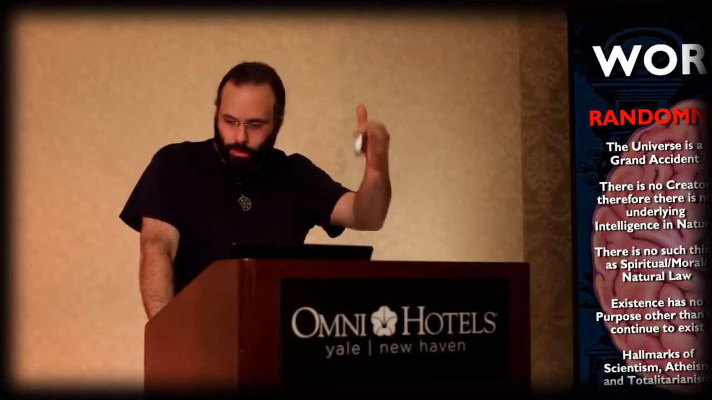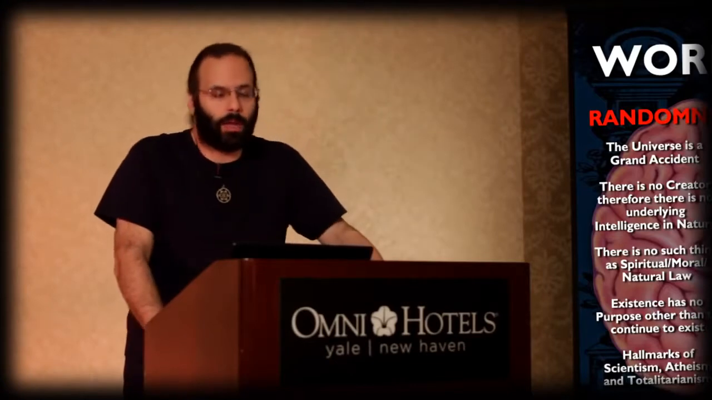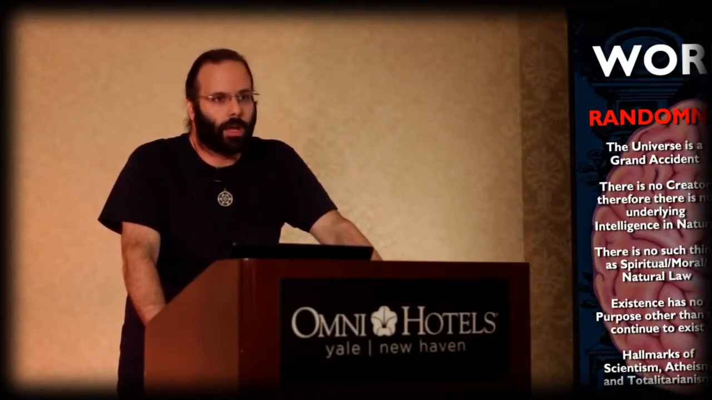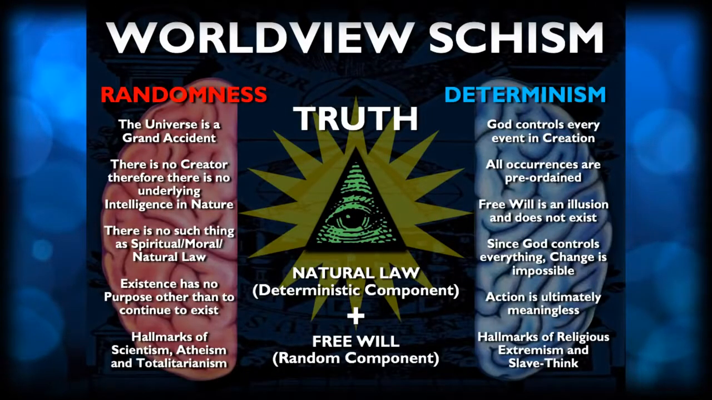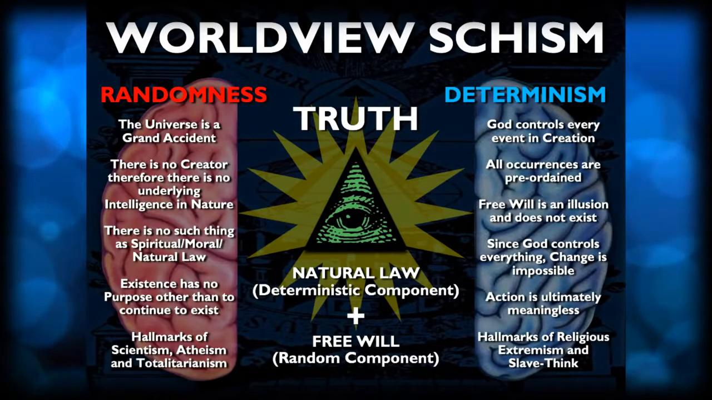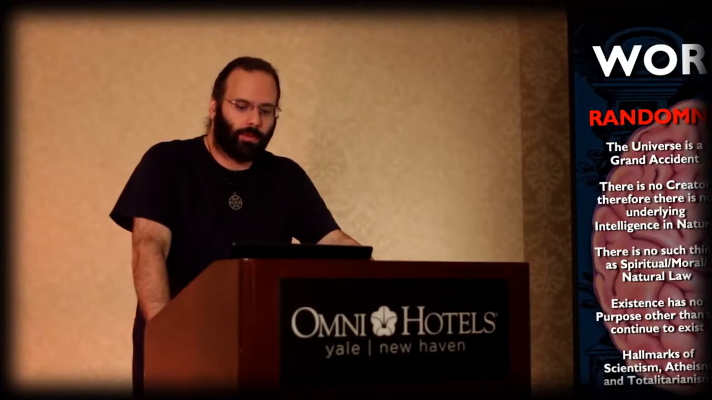And an excellent book Art recommended too, Jim Keith, Mass Control, The Engineering of Human Consciousness. If you haven't read that book, get it and read it. And that's just an introduction. And many people think he was murdered over it. You know, so truth lies in the middle of these worldviews. There's a deterministic component called natural law. There's a random component called free will, our ability to choose our behavior freely.